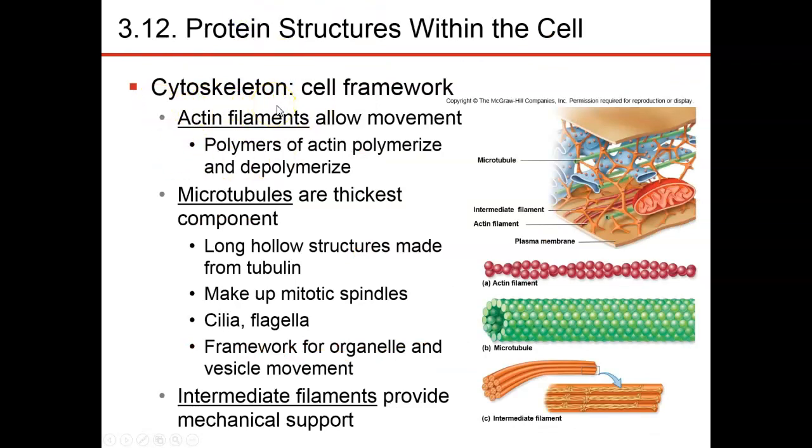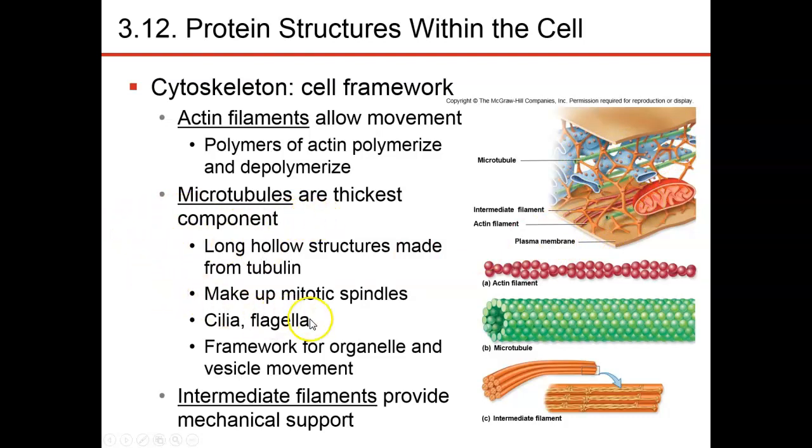Eukaryotic cells have a cytoskeleton composed of 3 different protein types: actin filaments, microtubules, and intermediate filaments. Together, they form the cytoskeleton. The cytoskeleton is the framework of the cell. It also allows for movement of materials throughout the cell.